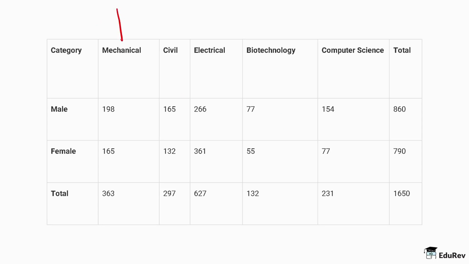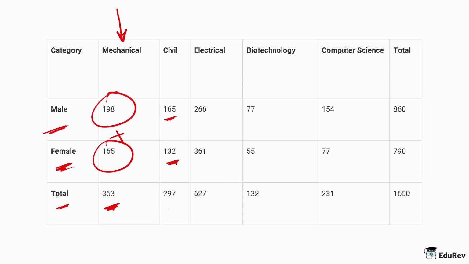According to this table, in the mechanical department, males are 198 and females are 165, so the total students is the summation of these two, that is 363. Similarly, in civil, males are 165, females are 132 and the total is 297. In electrical, males are 266, females are 361 and the total is 627. In biotech, males are 77, females are 55 and the total is 132.